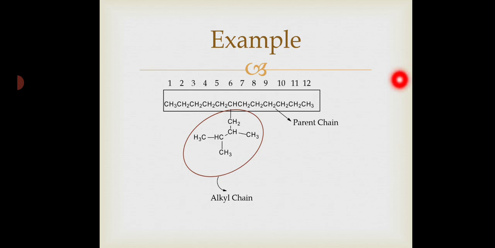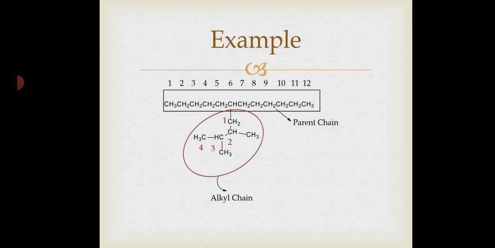This carbon of the branch alkyl chain will be numbered 1. Then the next carbon will be number 2, the next one will be number 3, and the next one will be number 4. So, what will be the name of the branched chain? The branch chain will have the name 2,3-dimethylbutyl. This is the 2,3-dimethylbutyl chain.